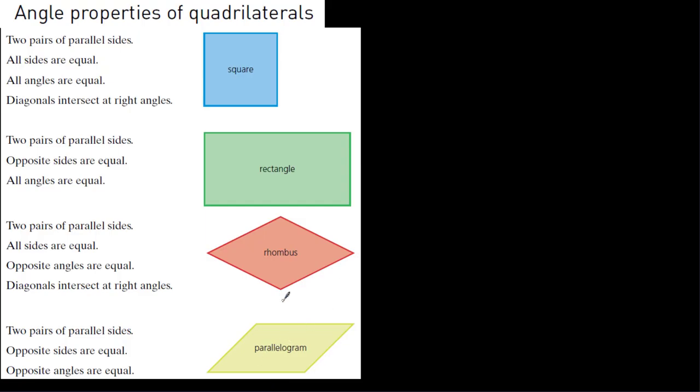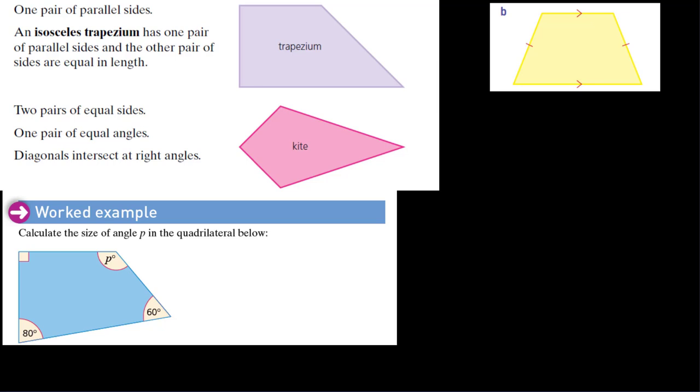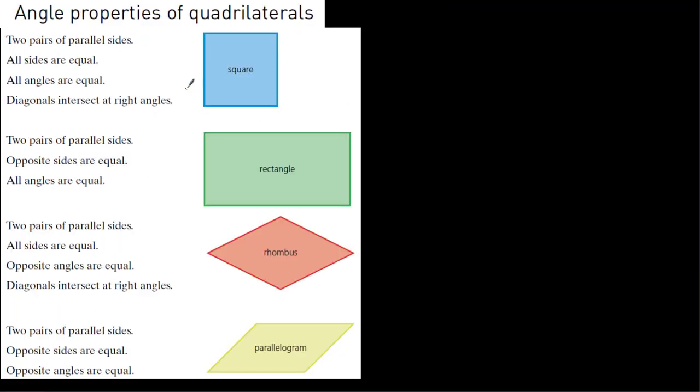Hi dear students, in this video we are going to study the angle properties of quadrilaterals. These are special quadrilaterals: square, rectangle, rhombus, parallelogram, and we have two more here, trapezium and kite. And here there is some basic information about the square.